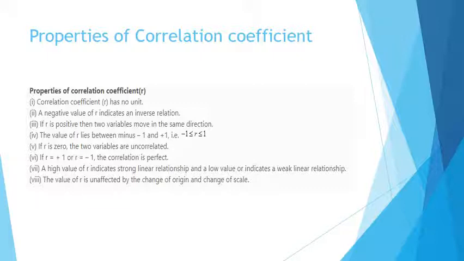A high value of r indicates strong linear relationship and a low value indicates a weak linear relationship. Next one is value of r is unaffected by change of origin and change of scale. This property is used to calculate correlation coefficient in a highly simplified manner as in the step deviation method.